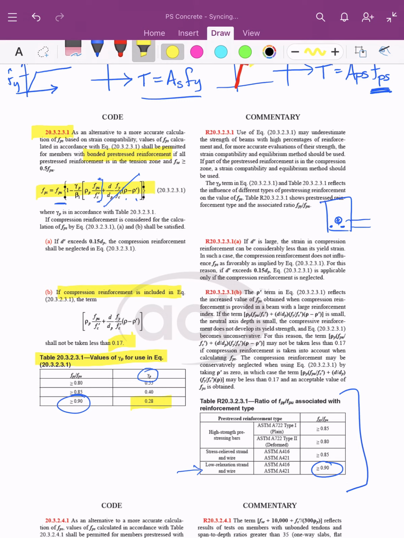We're not going to do stress relief strand unless we're investigating an older structure. If we do bar, then depending on what kind of bar, and ours are likely deformed, this would be this gamma p, which I think is 0.55, but I wrote over the top of it. There we go, it's 0.55. So 0.28 is the one that invariably we're using in this class because we'll usually be using strand. So you'll put 0.28 into the equation up here. So this equation isn't quite as hairy once you get rid of the bar terms on it.